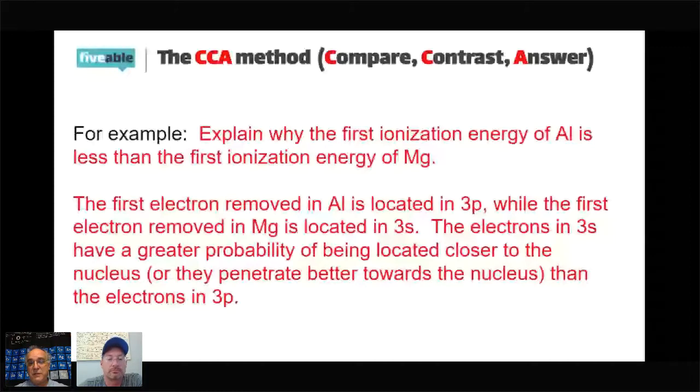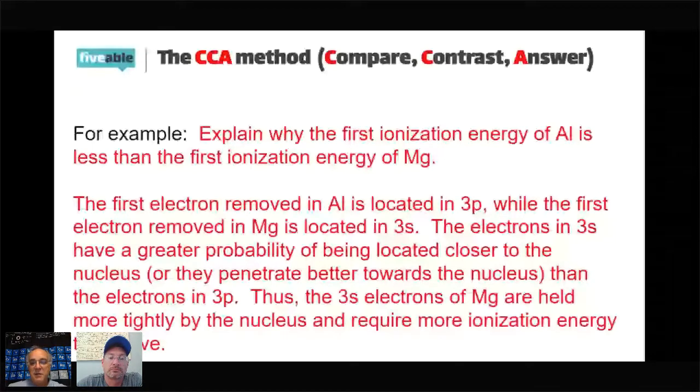Therefore, it takes more energy to remove the 3s electron, or the 3p electron is least tightly held by the nucleus and takes the least amount of energy to remove. Any of the three will get you credit. So you can do clever, you can do CCA. If it says explain why the first ionization energy of aluminum is less, and then you tell me in the answer, well, this makes the ionization energy of magnesium larger, I can live with that answer.